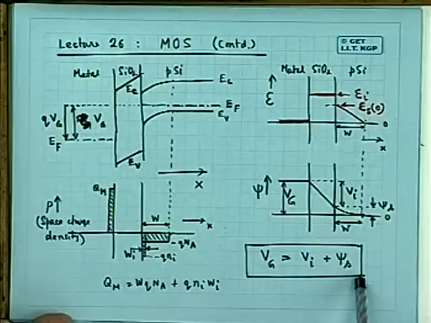Now, as I told you earlier, this Qm, the charge at the metal side, I write it now as Qn plus QB. So this is the charge at the metal, Qn is the inversion charge, and that is the depletion layer charge.